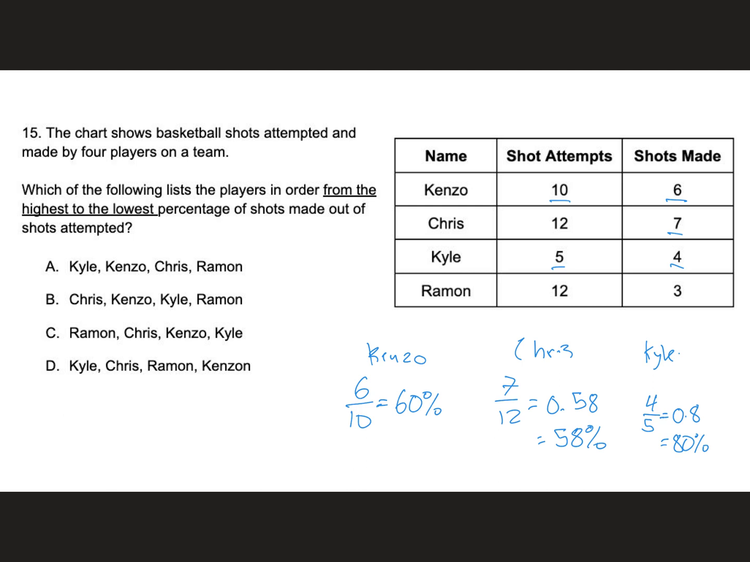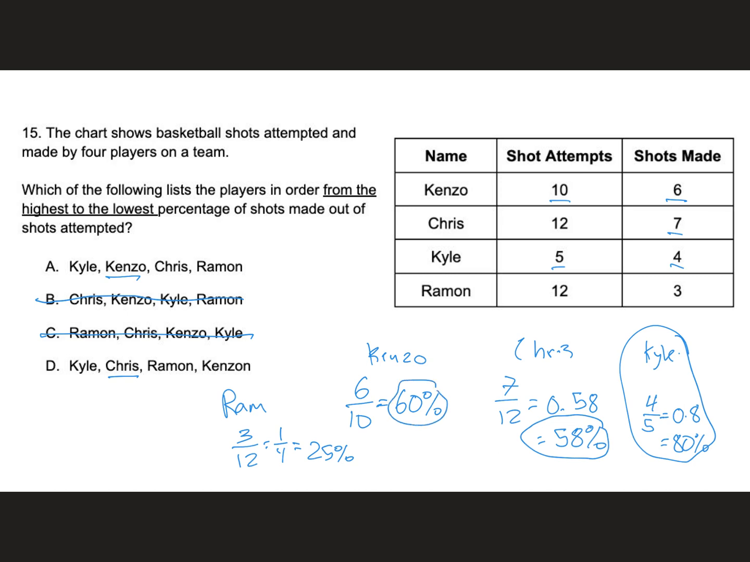So far Kyle's winning. And finally, Ramon, he shoots 12 times and makes 3. It's the same as 1/4, so I know that that's going to be 25%. So Kyle makes the most shots. He makes a shot 80% of the time, which means it cannot be B and it cannot be C. And next I want to know, is it Kenzo or Chris? Who makes more? Well, Chris makes 58% and Kenzo makes 60%. Therefore, it has to be A.